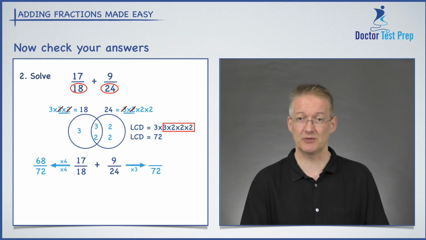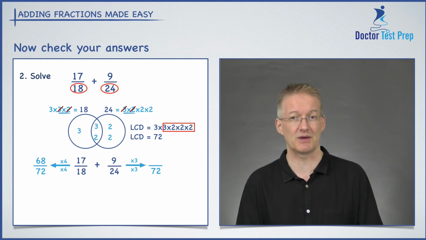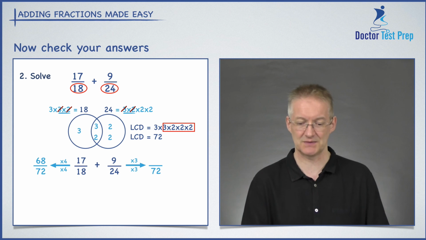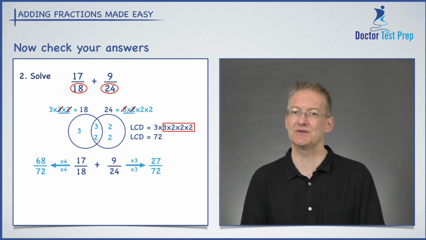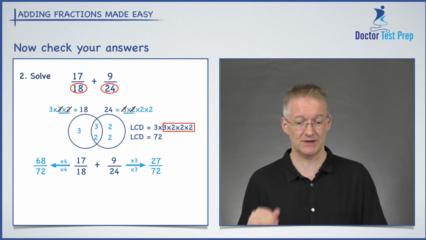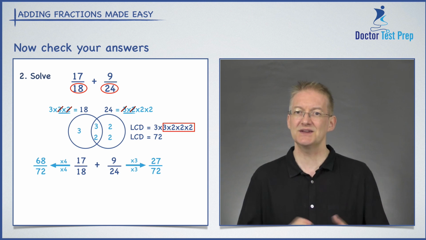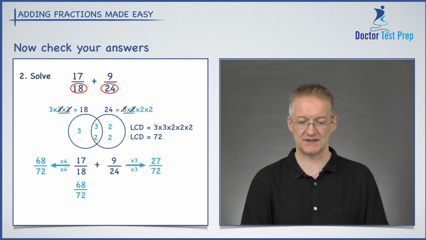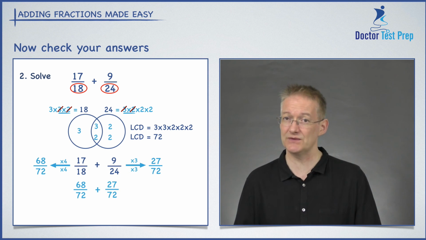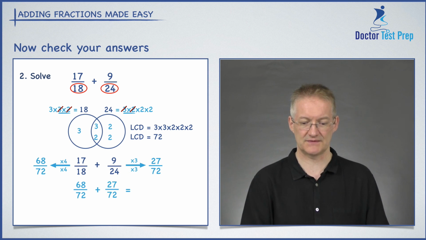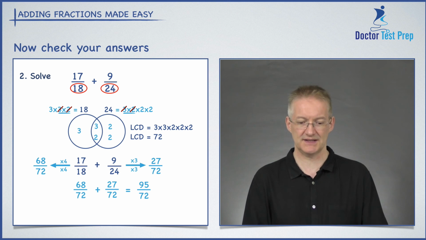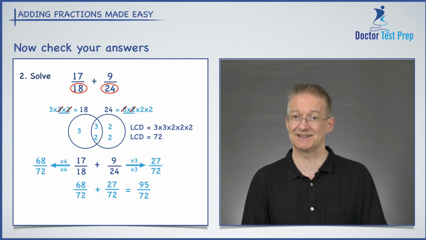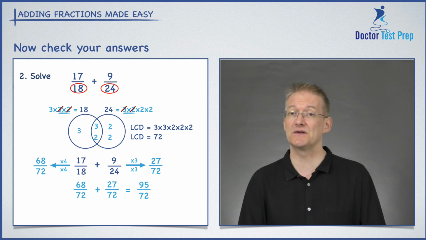If I'm multiplying the bottom by 3, I'm also going to multiply the top by 3. 9 times 3 gives me 27, so 27 over 72 is exactly the same thing as 9 over 24. So let's add these new equivalent fractions together. I've got 68 over 72 and I'm adding 27 over 72. I write down the 72 on the bottom and I add 68 plus 27, which gives me 95. So I have 95 over 72.